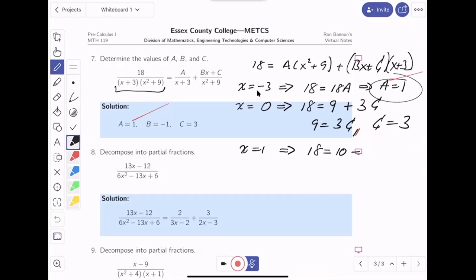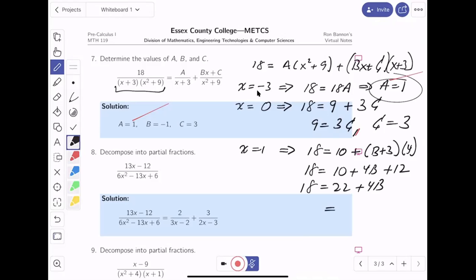Let's see, plus, x is 1. I don't know what b is, right? I think c is 3. If x is 1, that would be 4. 18, 10, plus 4b, plus 12, 18, 22, plus 4b. Take away 22 from both sides, I get minus 4, 4b, and b would equal minus 1.